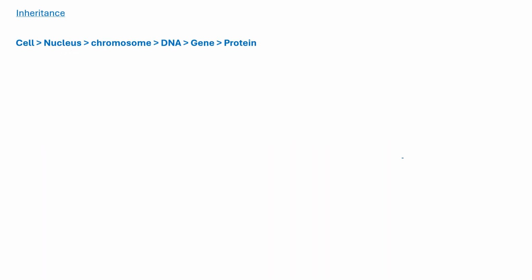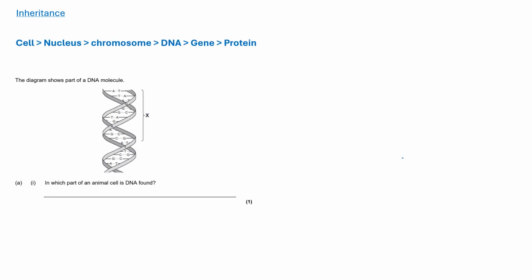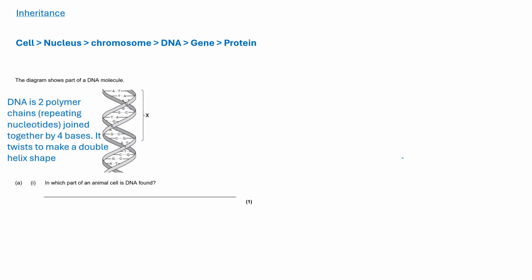Questions on inheritance and variation typically start with questions on the genetic material. You need to be able to recognise the size order from the largest to the smallest. You can see it goes from cell, nucleus, chromosome, DNA, gene and protein. You should also be able to recognise and explain the different parts of DNA.